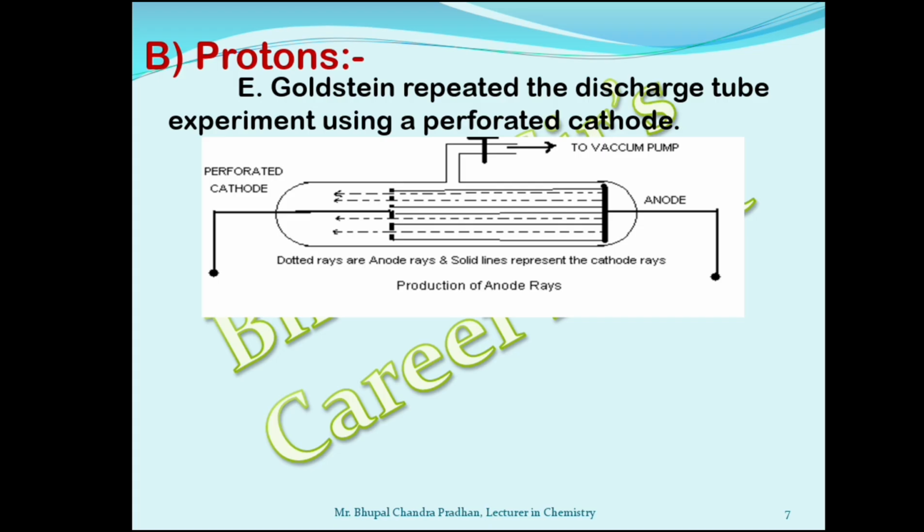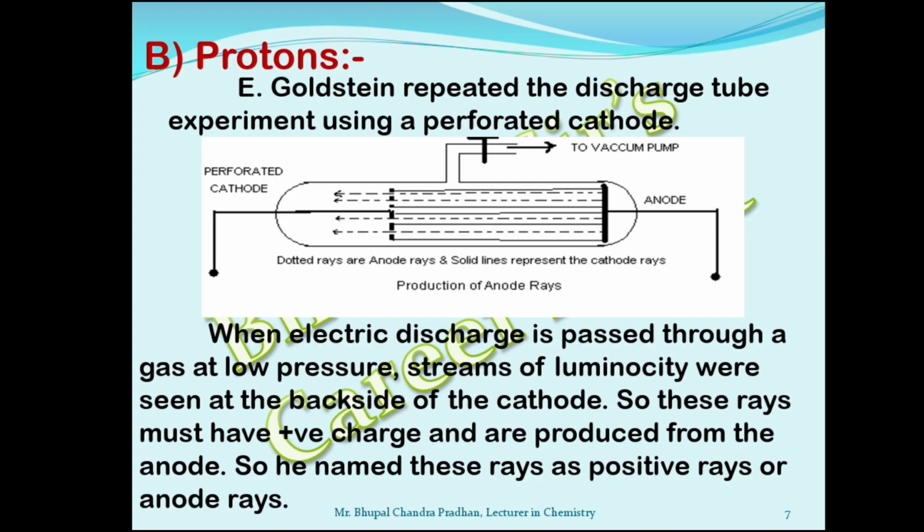Let us see the different observations. When electric discharge is passed through a gas at low pressure, streams of luminosity were seen at the back side of the cathode. According to William Crookes and J. J. Thomson, cathode rays are created from the cathode and move away from it. But here E. Goldstein observed a type of rays at the back side of the cathode. So these rays must have positive charge and are produced from the anode. He named these rays as positive rays or anode rays.